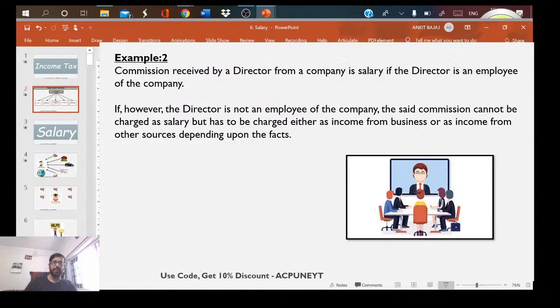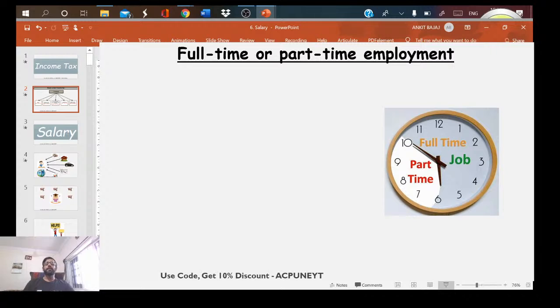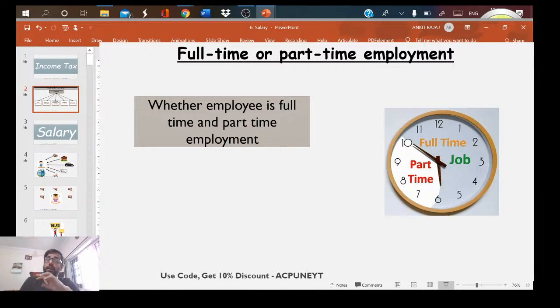So these are a few other examples. You can read these points. These points are very easy. They are discussing directors and other points. Employment can be part-time or full-time. It includes both. Either it is full-time employment or part-time employment, both will be chargeable under the head salary.